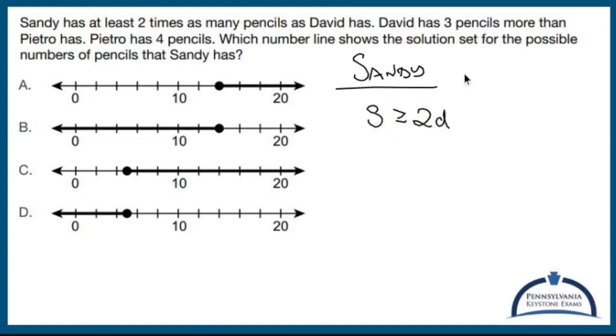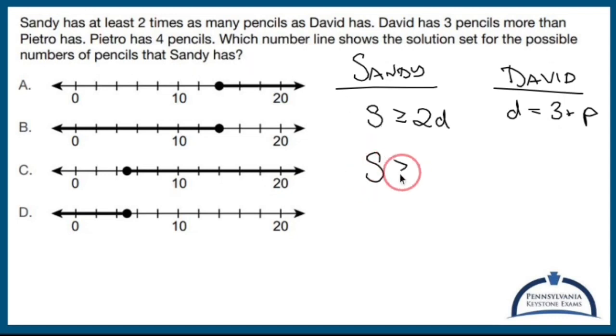David, so D, has 3 pencils more than Pietro. So D is 3 pencils more than Pietro. Which number line shows the solution set for the possible numbers of pencils that Sandy has? Okay. Well, Sandy is greater than or equal to 2 times D, which is 3 plus P.